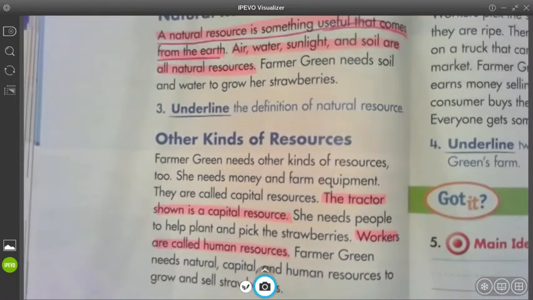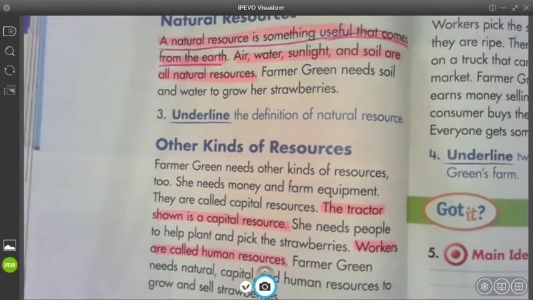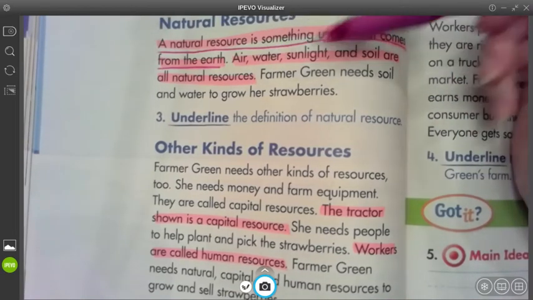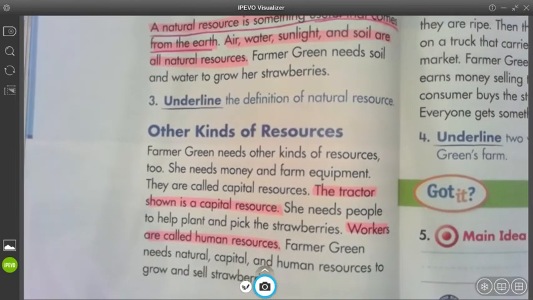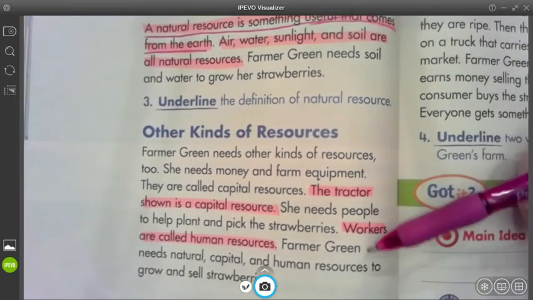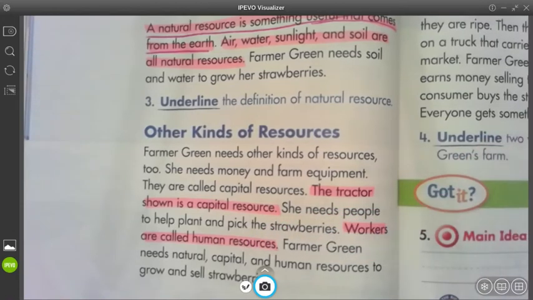So if you want to pause and highlight this real fast, and then we'll kind of discuss that. So natural resource is something useful that comes from the earth. Air, water, sunlight, and soil are all natural resources. And then you do need to know these two examples. The tractor is a capital resource, and workers are called human resources.